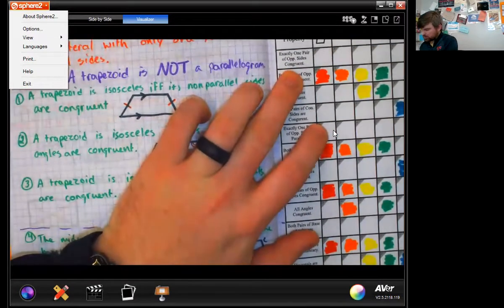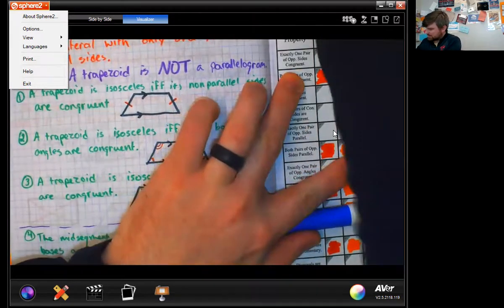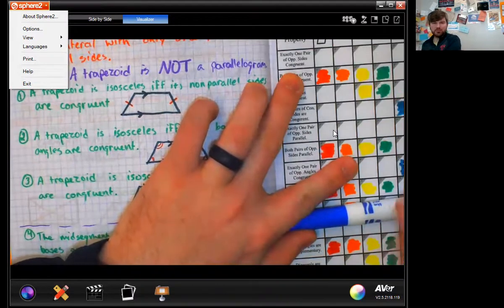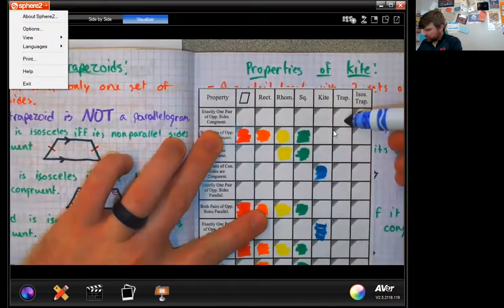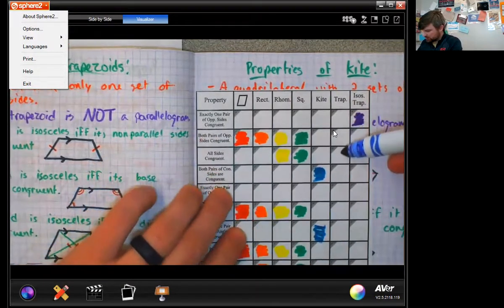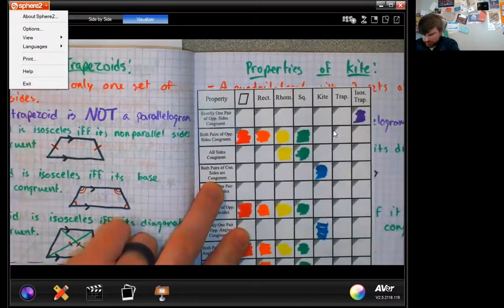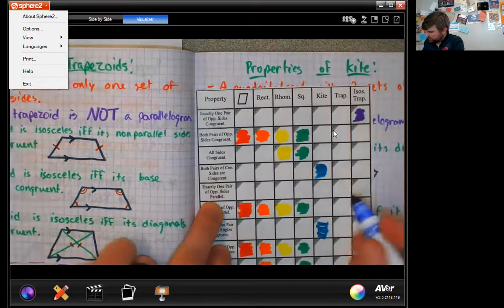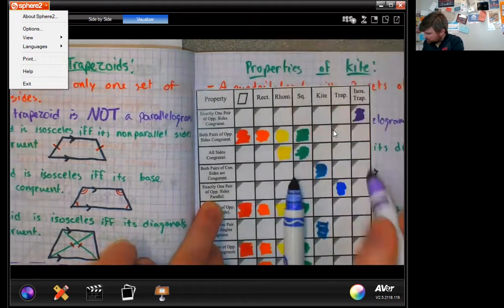So exactly one pair of opposite sides congruent. That's actually the isosceles trapezoid. Okay. A trapezoid doesn't have to have any sides congruent. So all of these are parallelogram. Both pairs of consecutive sides are congruent? Nope, that was just the kite. Exactly one pair of opposite sides parallel. That is a trapezoid and isosceles trapezoid.